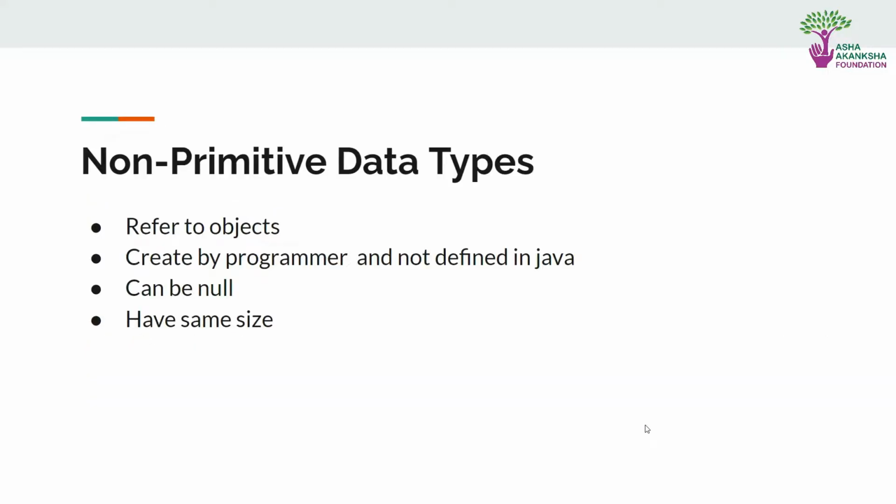Then comes the non-primitive data types, and these refer to objects. These are created by the programmer as per our convenience and are not inbuilt and defined within Java. These can also be null. So let's say you don't want to store anything in a variable right now, you can just make it null, so it won't take up space.